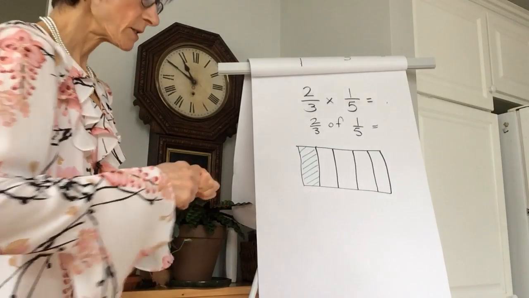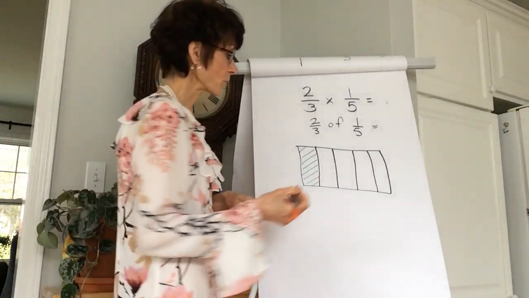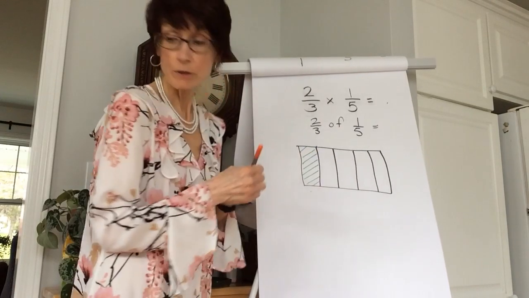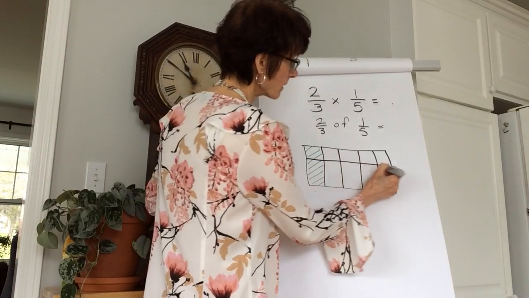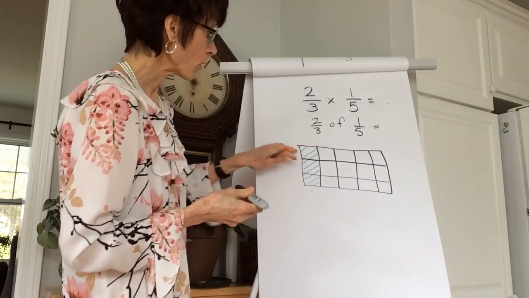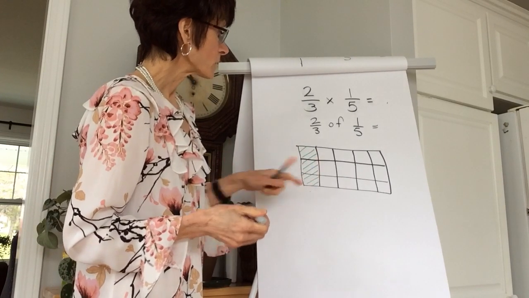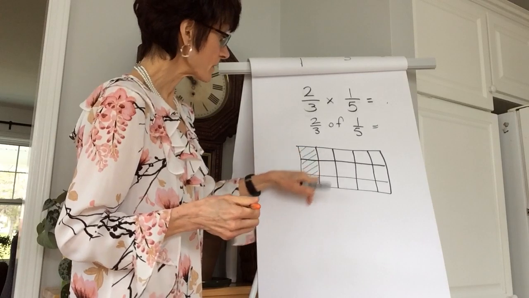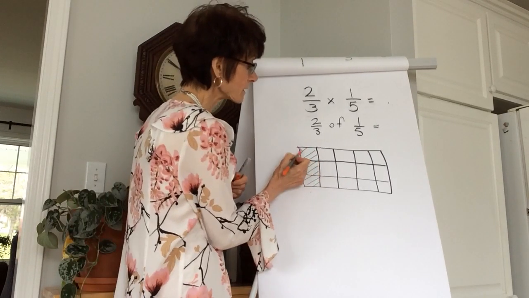So let us take this and divide it horizontally into thirds. I'll use my black marker for that so you can see that well. There we go. So now we have it horizontally divided into thirds. All right, so we need 2/3 of this 1/5. So 2/3 would be 2 sections, wouldn't it? So let's color those off.